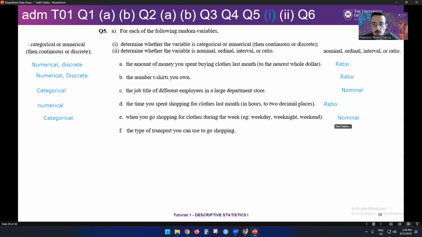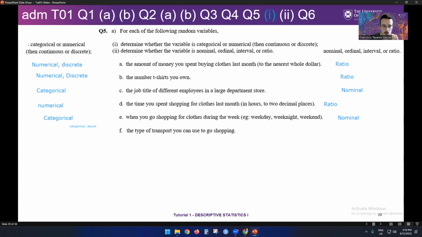Second, D, the time you spent shopping for clothes last month in hours to 2 decimal places. It is numerical because it's time, and it's also a ratio, because if you spent 0 time, 0 minutes, or 0 seconds, then it means you didn't spend any. So it's the absence of doing that thing. I'm missing if it's continuous or discrete for question D. If you guys have a chance, I can definitely also mention something if you're uncertain about it.